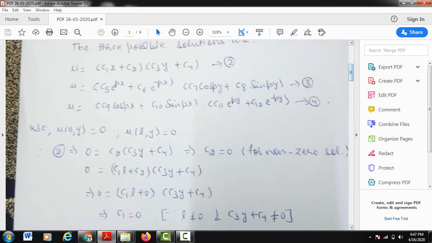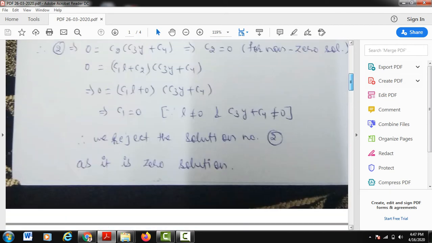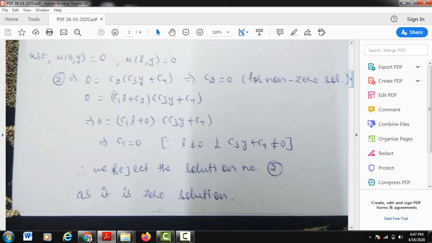So when x is equal to 0, we are having c2 into (c3y plus c4) is equal to 0. So the product of these two terms is 0. This factor (c3y plus c4) cannot be 0 for the non-zero solution. The only possibility is c2 as 0.